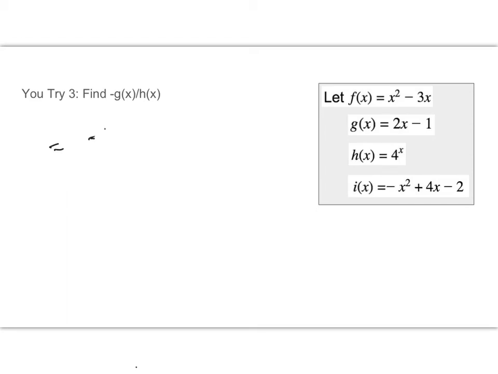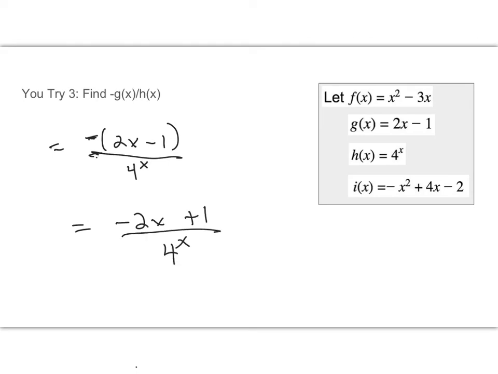All right, negative g of x. It's important to protect g of x with parentheses so that you don't forget to distribute that negative sign to both of those terms. Divided by h of x. That's gross. All right, it's not that gross. Distribute the negative sign. Negative 2x plus 1 divided by 4 to the x, and you're done.